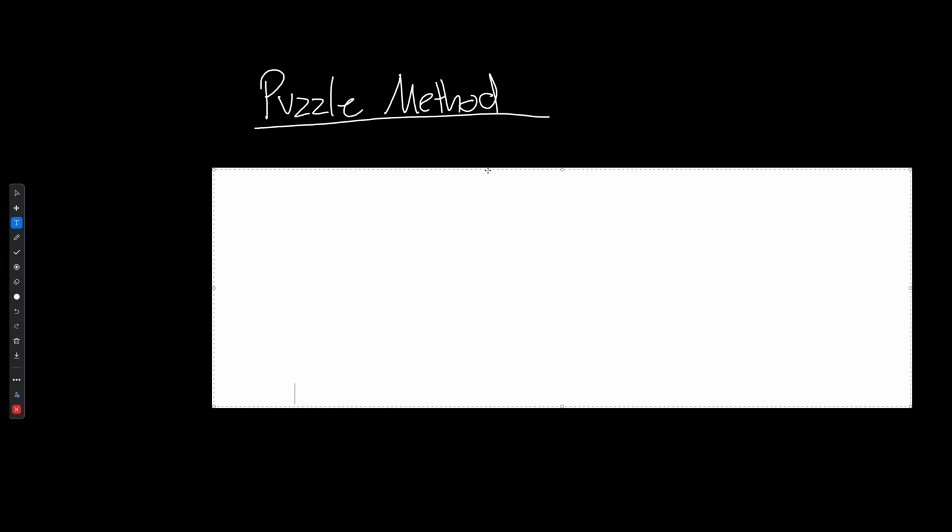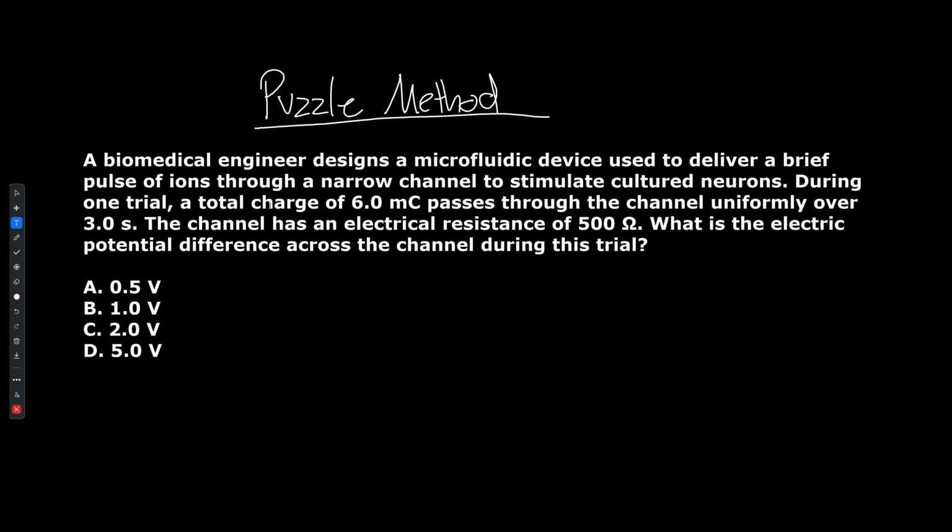Here is the example that I'm going to give. A biomedical engineer designs a microfluidic device used to deliver a brief pulse of ions through a narrow channel to stimulate cultured neurons. Great, that's just information that's not really helping us out here. During one trial, a total charge of 6 millicoulombs, so I'm going to write that really quickly. Charge is Q, that is 6 millicoulombs, passes through the channel uniformly over 3 seconds. That's a time. Time is equal to 3 seconds. The channel has an electrical resistance of 500, that's resistance, 500 ohms. What is the electric potential difference across the channel during this trial? So basically, we are looking for voltage.